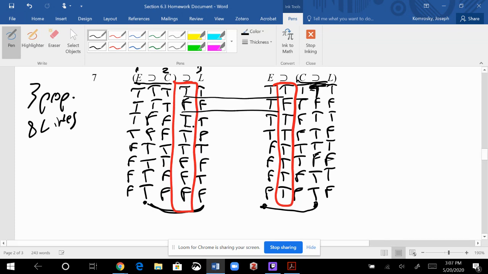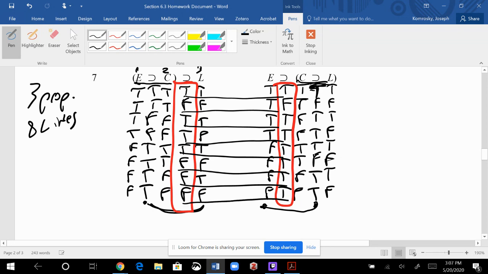So we go all the way across. Okay, we compare them one at a time. There's 8 lines. Why are we doing that? Well, we're trying to compare statements, right? This is statement 1 about reality, statement 2 about reality. These are all the possible truth values of these two statements. We've got the main operators here for each side, and then we're going to compare. So we've got a true and a true, false and a false, true and a true, true and a true.